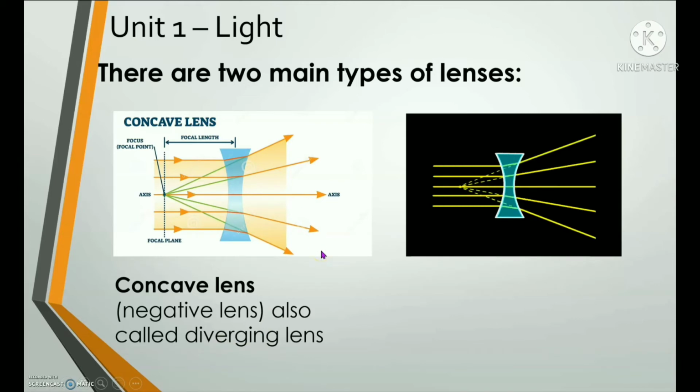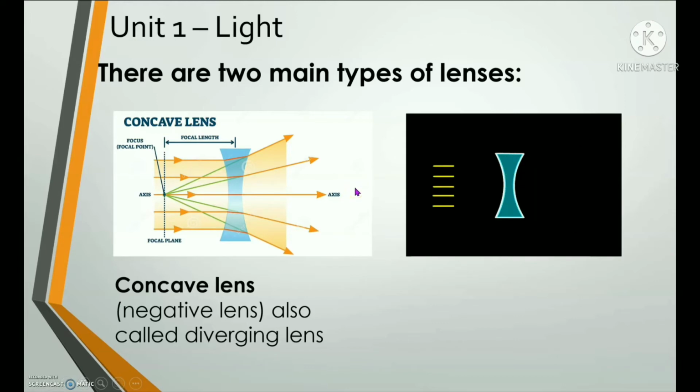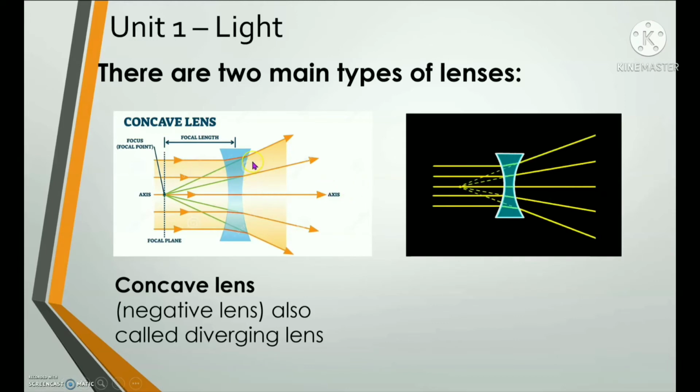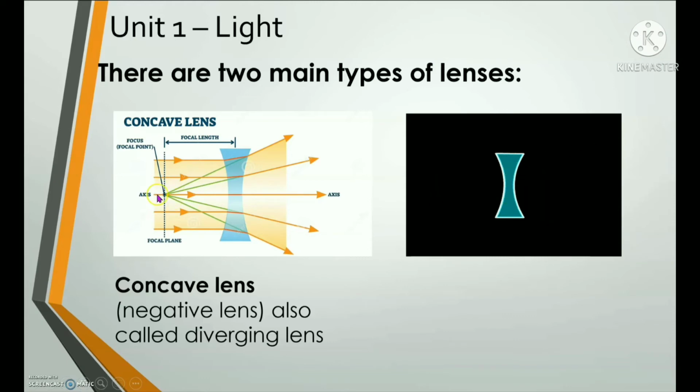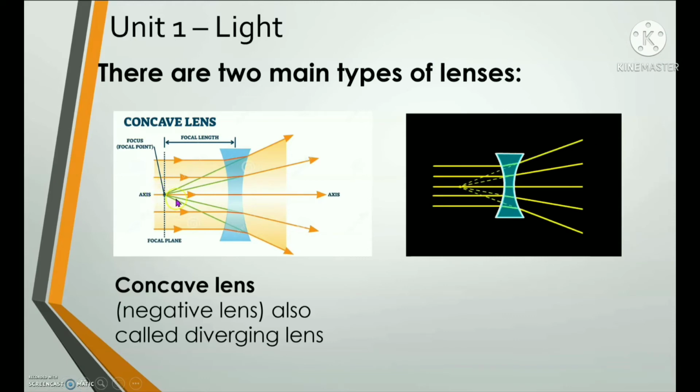But how can we see the image when it's not converging to a single point like the convex lens? Well, they meet at some point. When we extend the refracted rays backwards, they meet at this point. This is the focal point of a concave lens. This is where the virtual image appears.